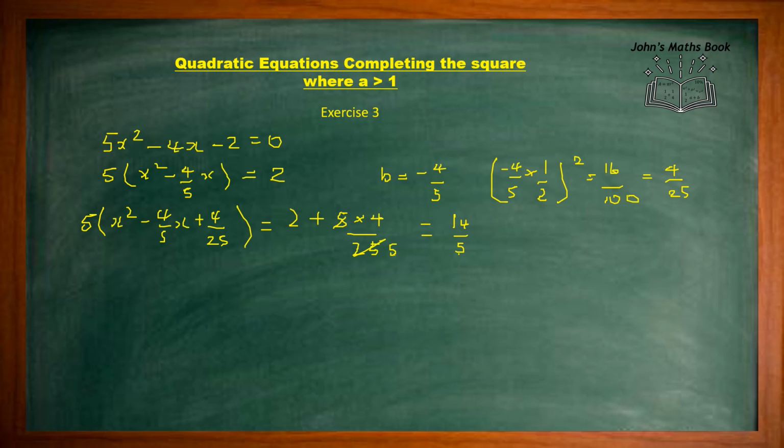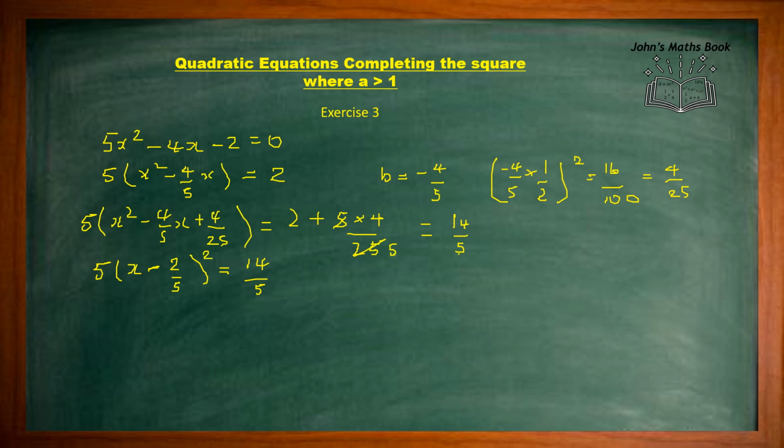So the left-hand side within the bracket is a perfect square trinomial. So it can be written as 5 into x minus half b. So b is 4/5 times a half. So it's minus 4/5 times a half is 4 divided by 10, which is 2/5, is equal to 14 divided by 5. Don't forget the square on the bracket.